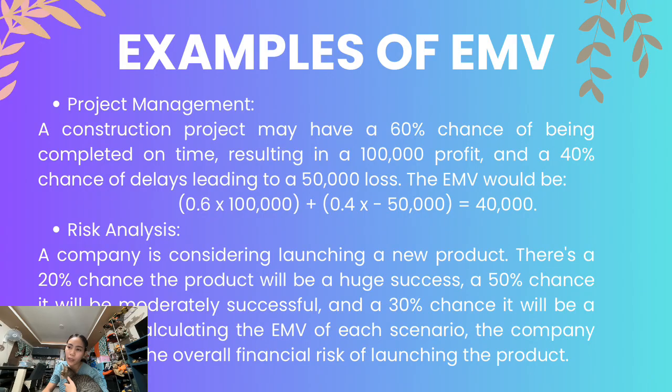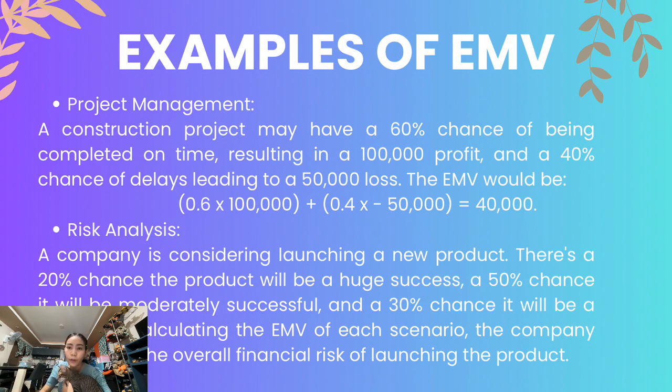A construction project may have a 60% chance of being completed on time, resulting in a 100,000 profit, and a 40% chance of delay, leading to a 50,000 loss. The EMV would be: we multiplied the 60% probability by the 100,000 profit, added to the product of the 40% chance of delay and the 50,000 loss, which gives an answer of 40,000.